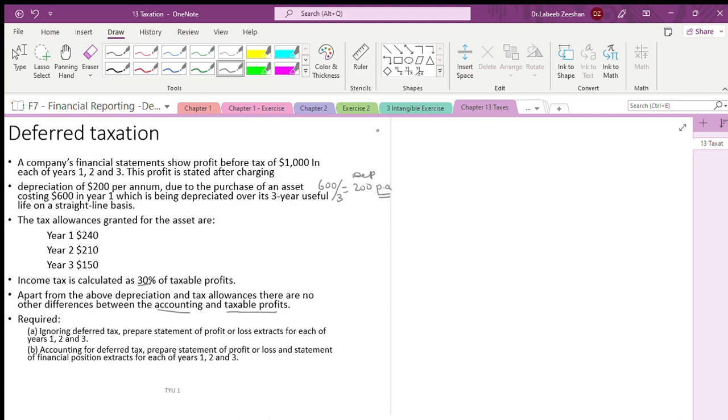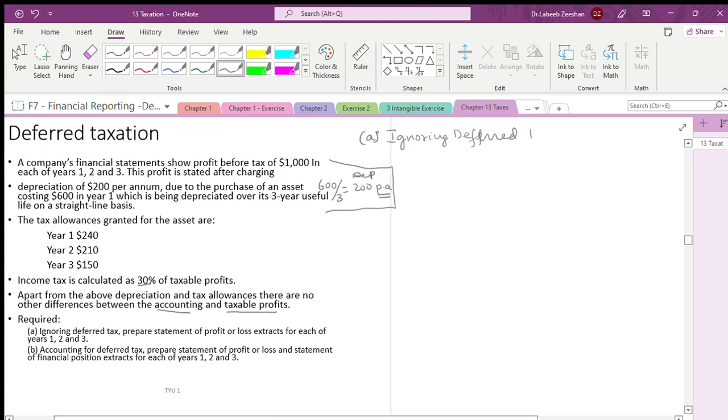Fine. First, what we have to do? We have to prepare the statement ignoring deferred tax. Is that right? Can I start now?